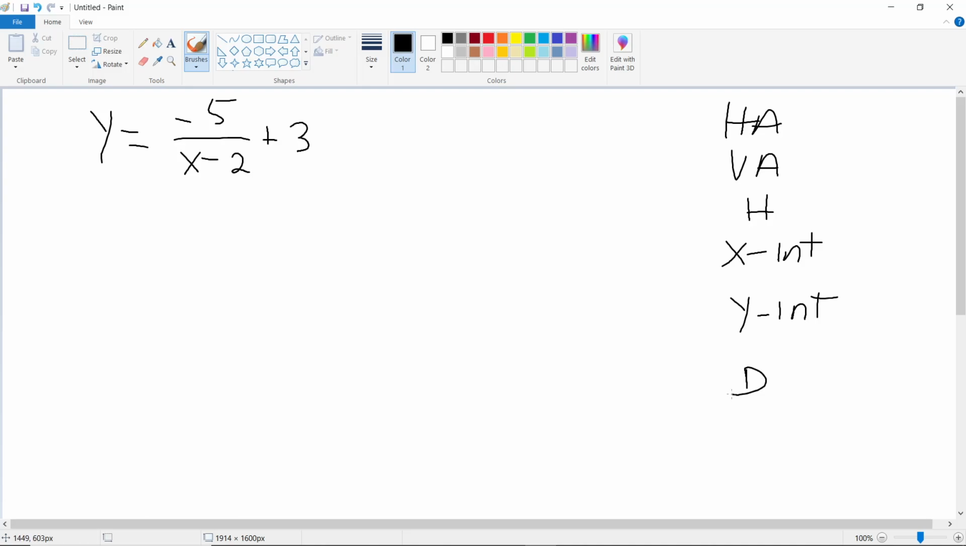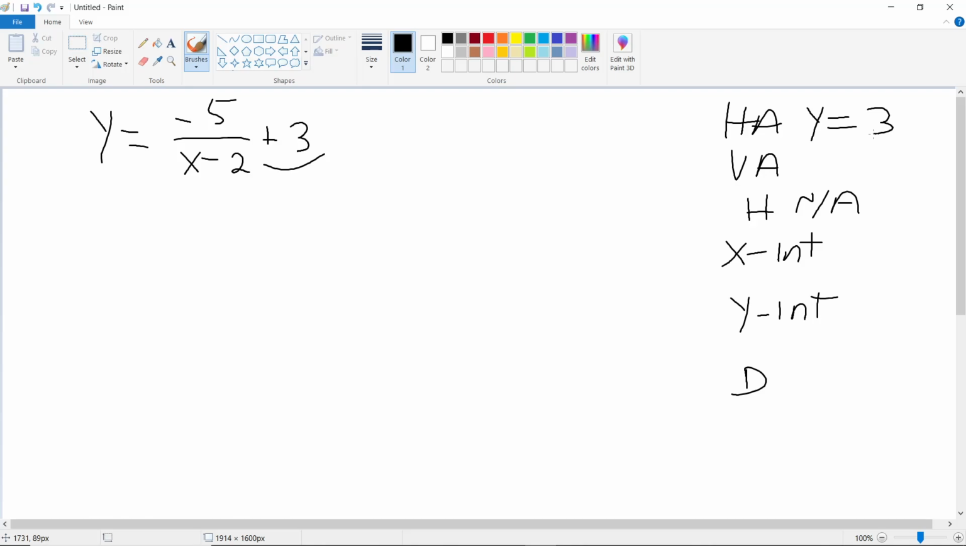Holes. Nothing cancels. There's no x's on the top. So there are no holes. Does not apply. Not applicable. Horizontal asymptote. Well, remember, when the degree of the top is less than the degree of the bottom, the horizontal asymptote is 0, but then this one is shifted up 3. So this is y equals 3.